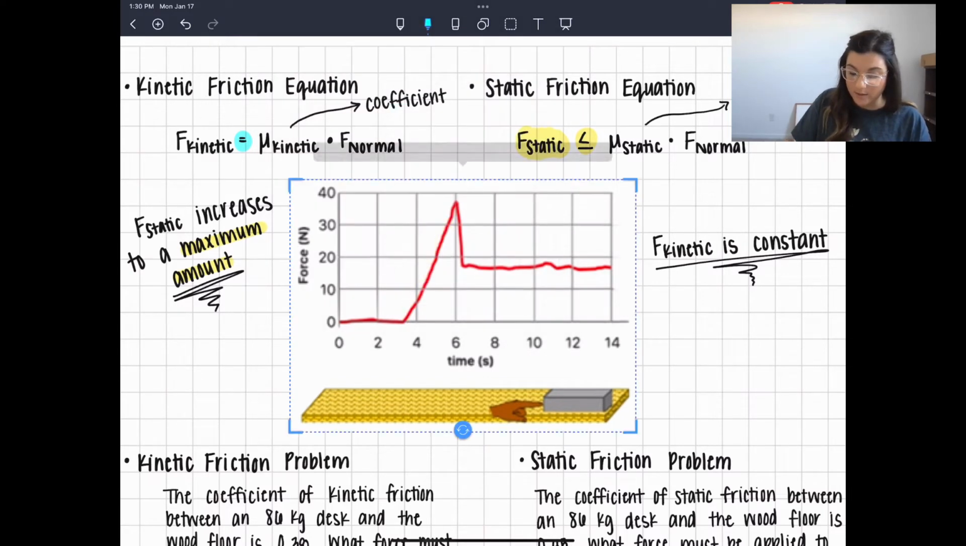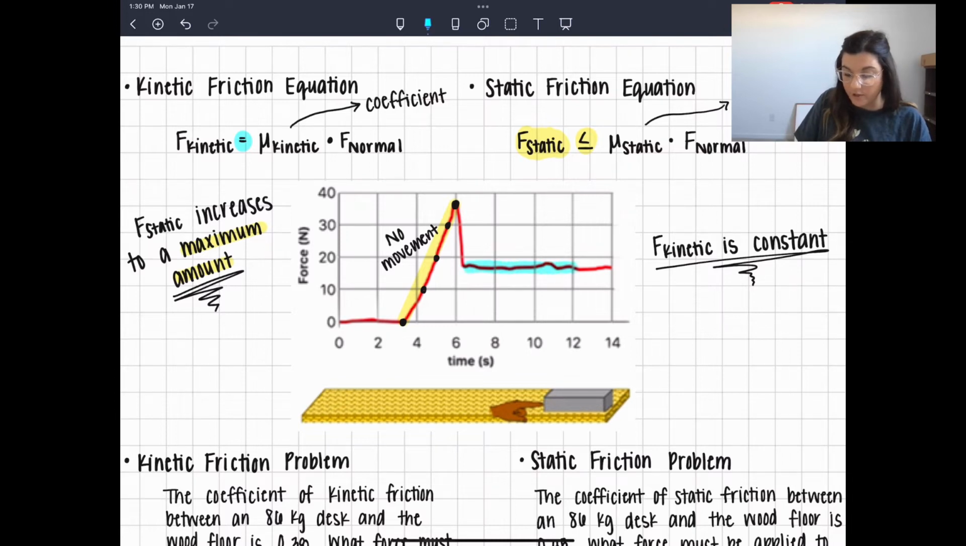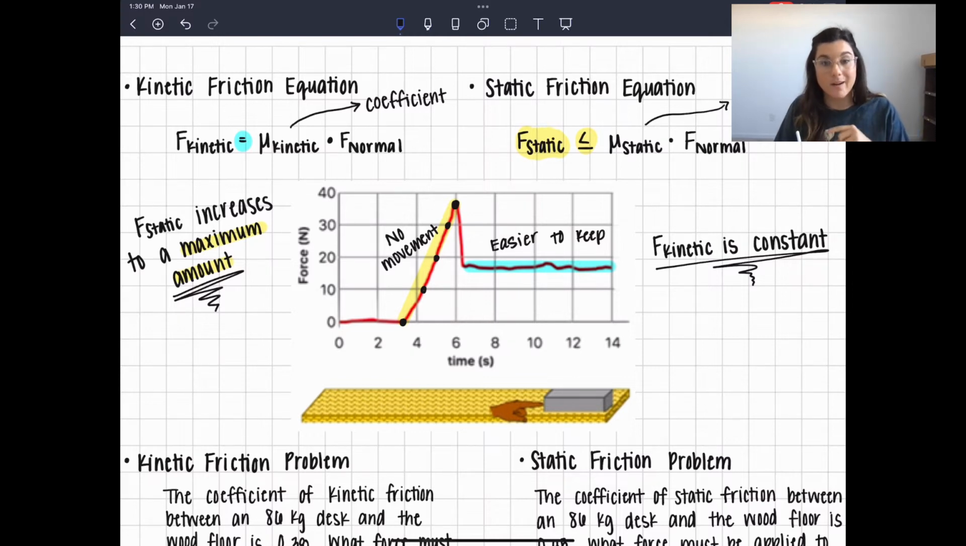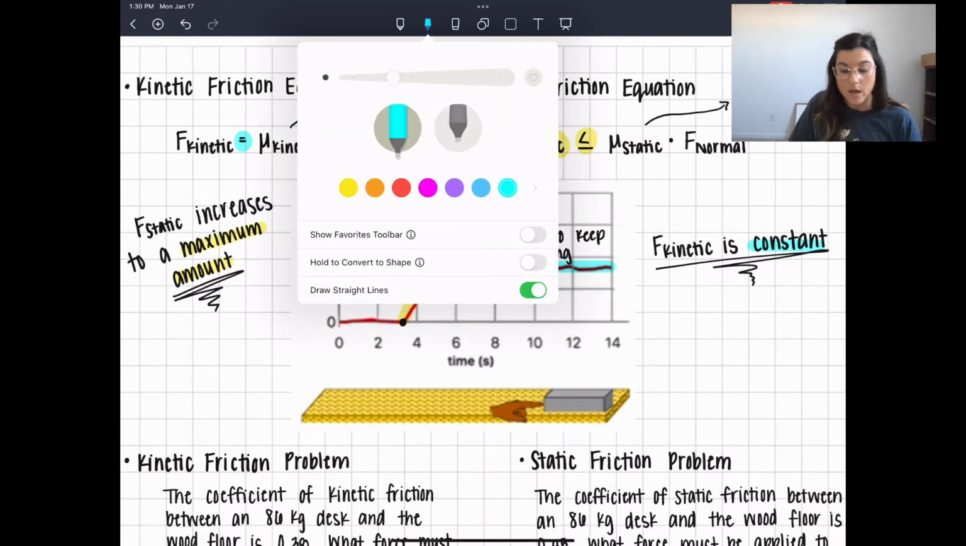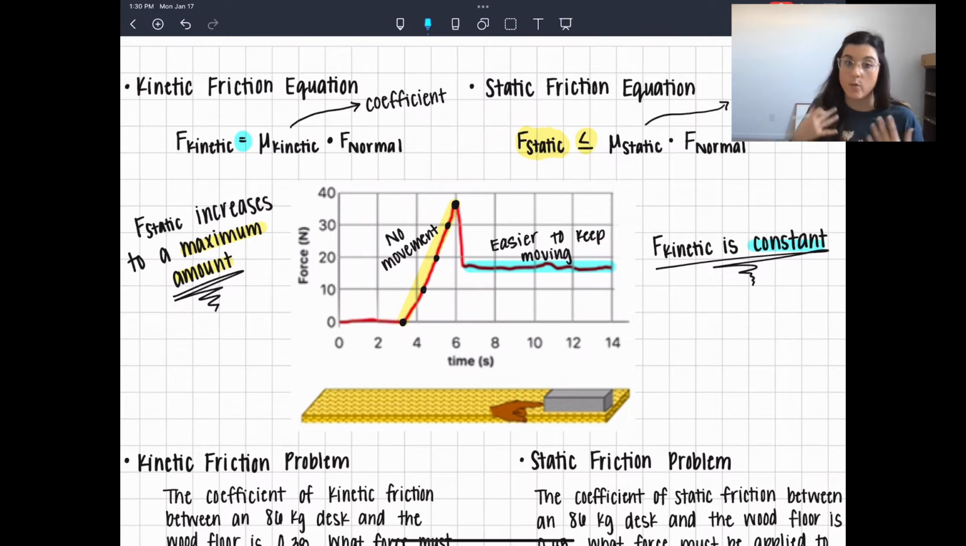Now, kinetic friction is a lot simpler because kinetic friction is this flat part of the graph right here. Once the block started moving, the amount of friction stayed constant, and in fact it dropped. So once the block started moving, it was easier to keep it moving, so to speak, because the amount of friction it experienced was less than the amount of friction it had to overcome to start moving. So kinetic friction is always a constant value, which is why we use the equal sign in the equation. There is no maximum amount, there is no minimum amount. It will always be only one value.